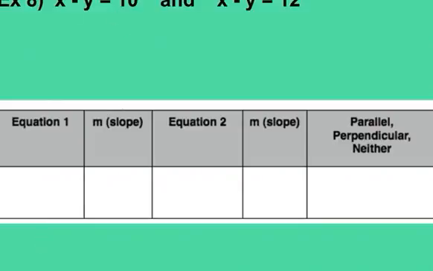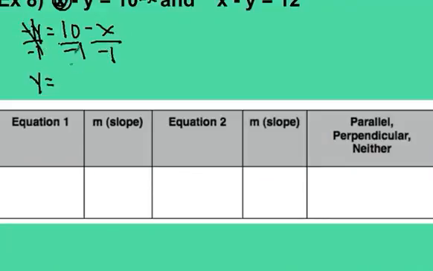For number 8, I do the same thing. I have x minus y equals 10, so I jump x to the other side and make it negative x. So then I have negative y equals 10 minus x. Remember, I need my y to be positive, so I divide everything by a negative 1. Those negatives will cancel, and I have y equals positive 10 divided by a negative 1, which would be a negative 10. And negative x divided by a negative 1 would be a positive x. So then I have the equation y equals negative 10 plus x.